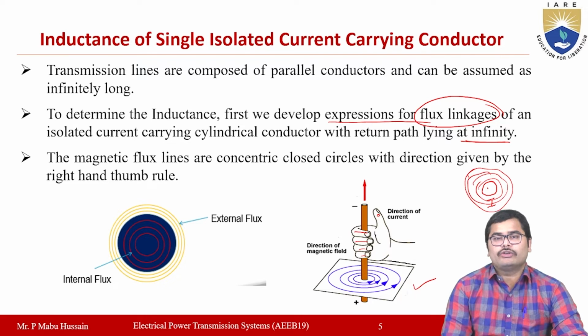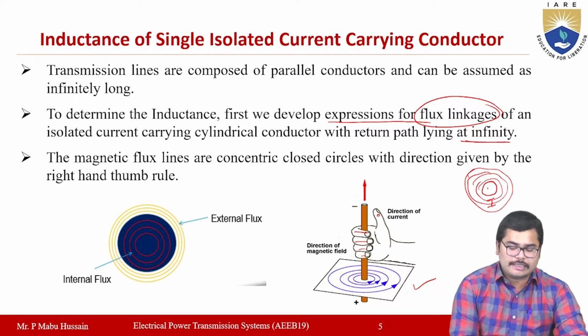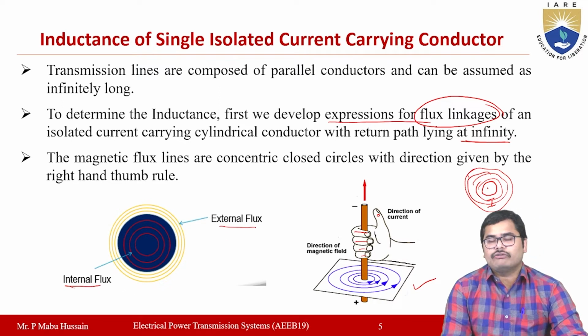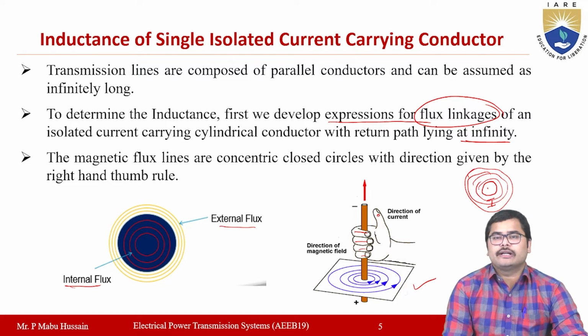So you have to hold your conductor such that your right hand thumb will be pointing towards the direction of current. In such a case, curled fingers will represent the direction of magnetic field. And here you will have two types of fluxes: one is internal flux and another one is external flux. What is internal flux and what is external flux? Internal flux is simply the flux which is inside the conductor.